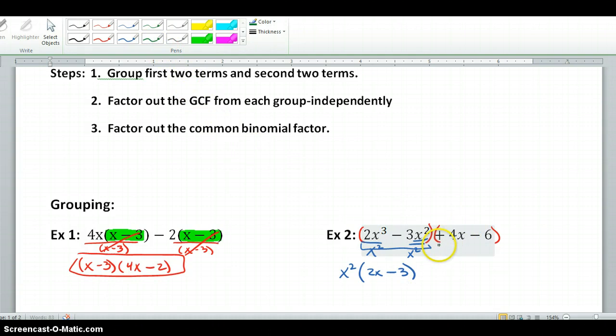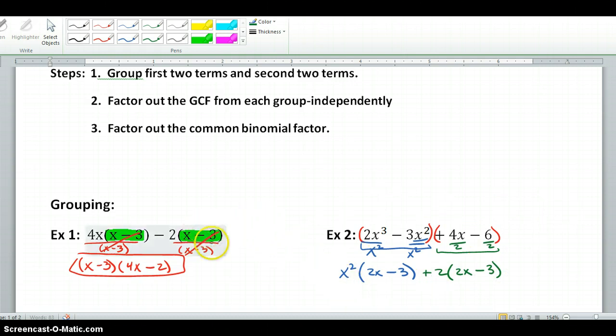Now, from the second grouping, what is the greatest common factor here? Well, if I look, 4 and 6, the common factor would be positive 2. They both do not have an x, so I cannot factor out an x. So 2 is the GCF of the second grouping. But when I divide each term by 2, what am I left with here? Well, 4x divided by 2 is 2x. Negative 6 divided by 2 is negative 3.